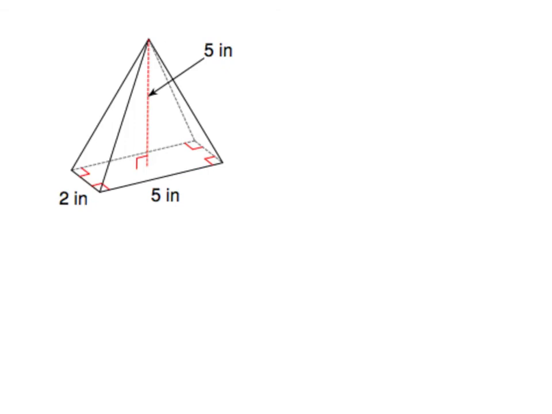All right, let's try another one. So again, I see that this is a pyramid, okay? It has a base here, and then the sides, the faces, are triangles. You guys can see that. Here's a face, that's a triangle. Here's another face, that's a triangle. All right, so I'm going to use my formula for a pyramid. It's volume equals 1/3 times the area of the base times the height.